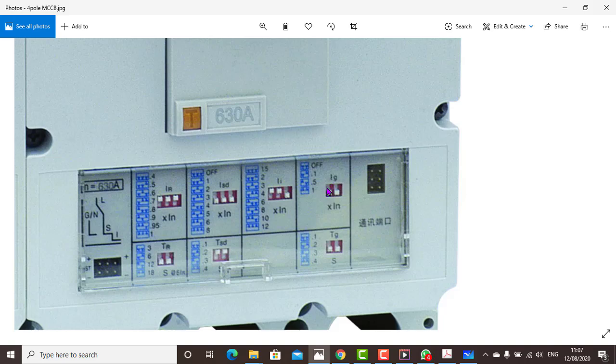So this is ground. Okay, ground fault. We have down. Down is 1. So 1 times IN is what? 630. So if you have 630 as a ground fault from your ground CT, your current transformer, it will trip. And what is the time? The time is down. All down is 0.4. So it will stay for 0.4 seconds and it will trip. I hope you understand this.